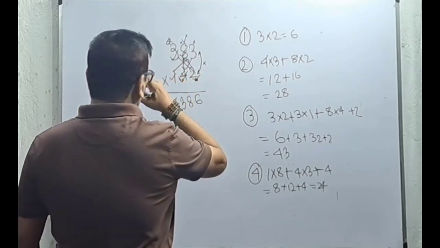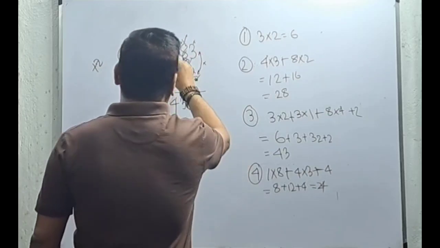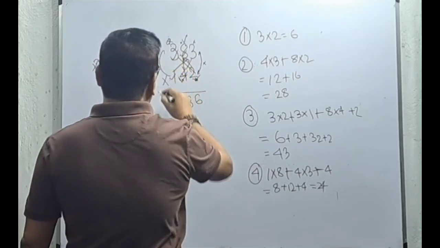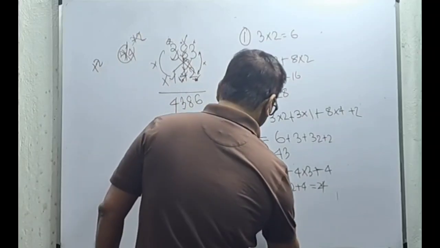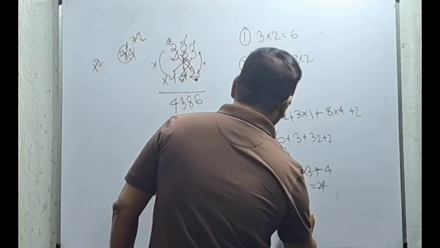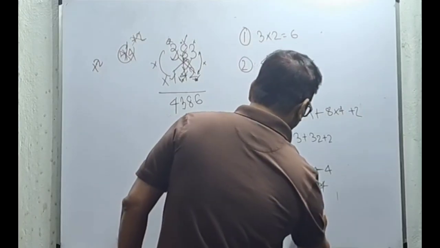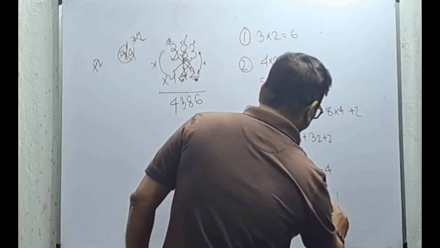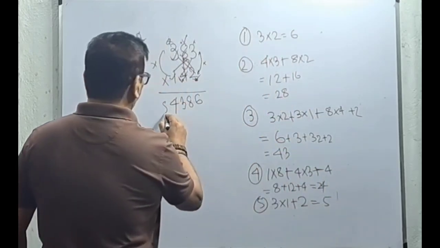Now we'll multiply the outside ones. 3 multiplied by 1 plus the 2 we carried. That is equal to 5. So 5, 4, 3, 8.